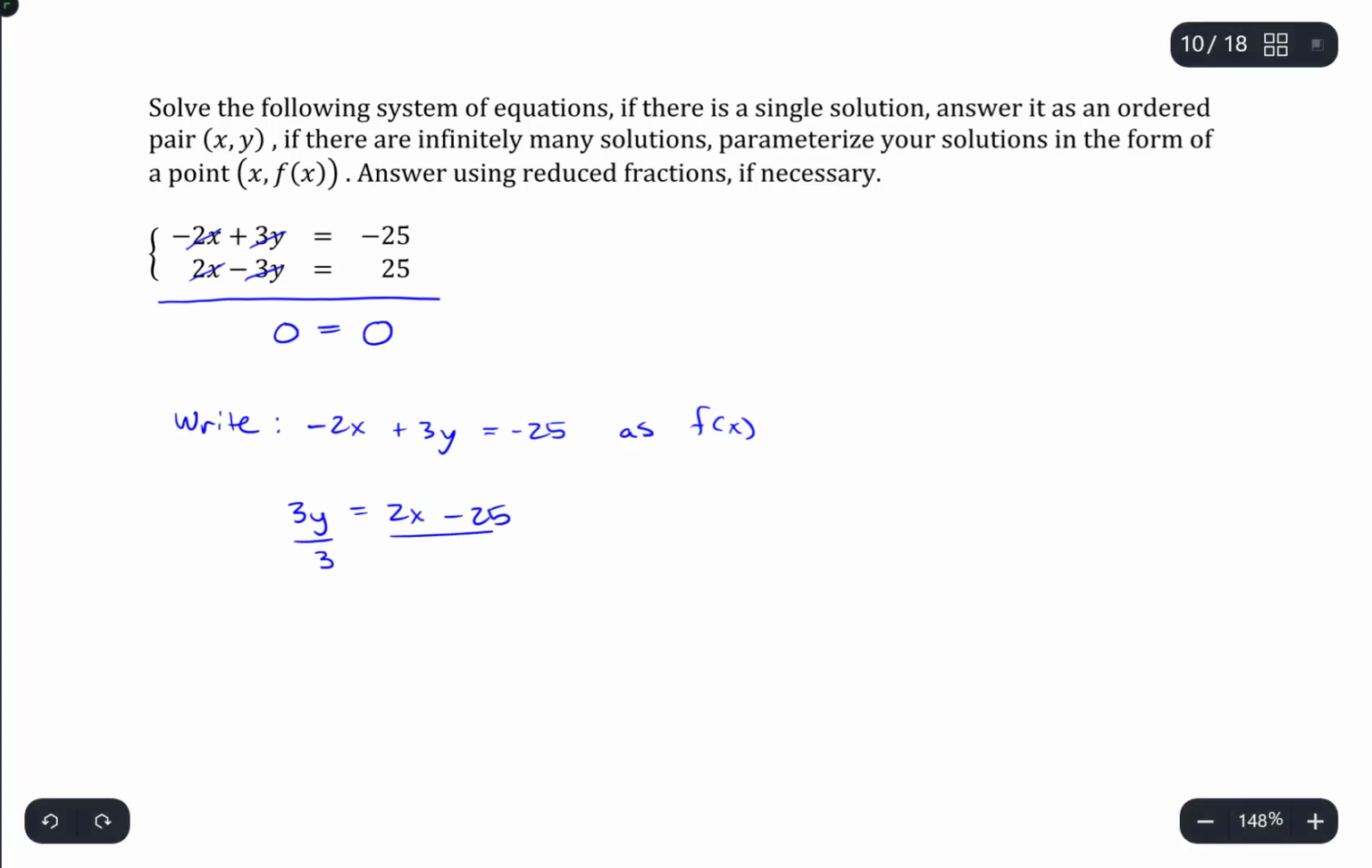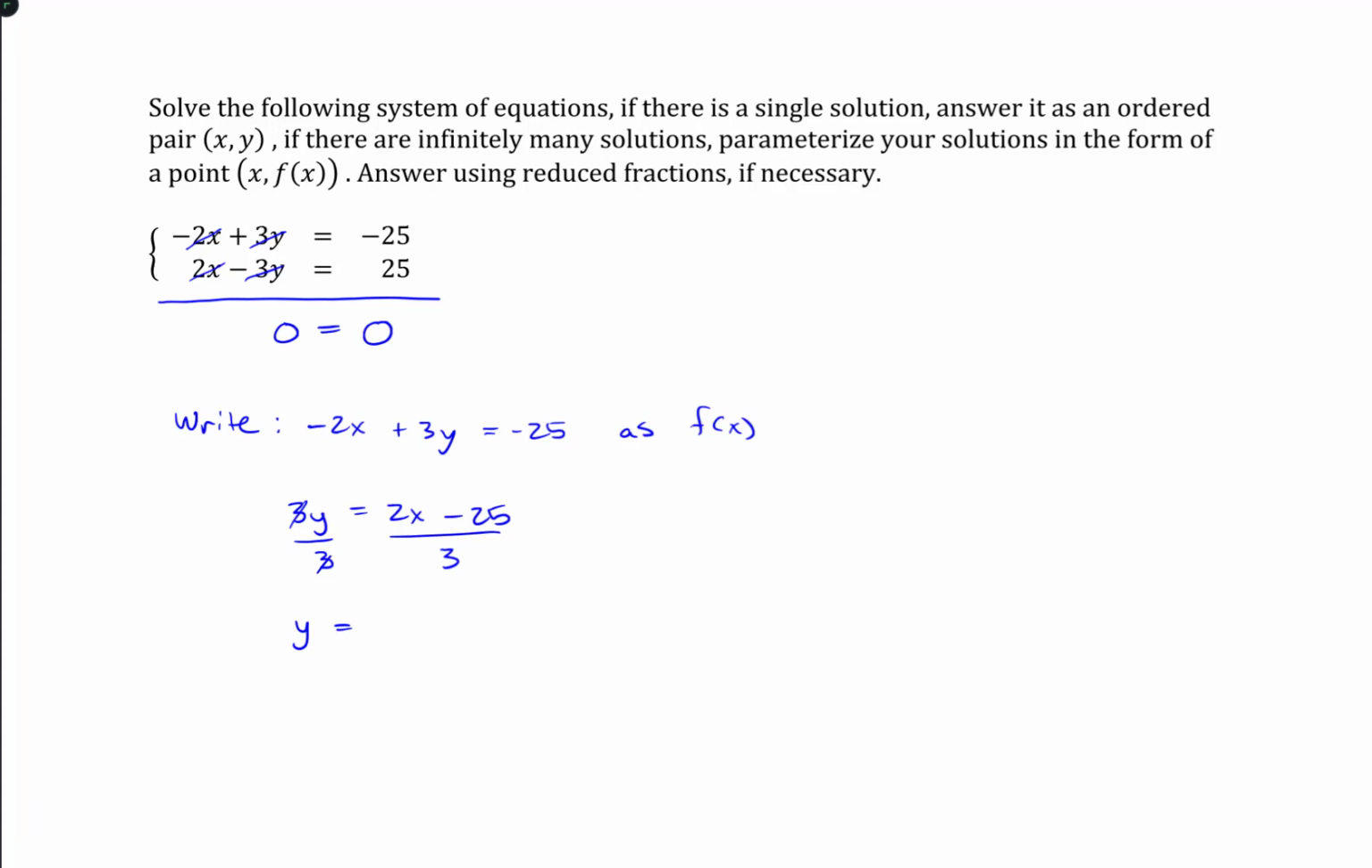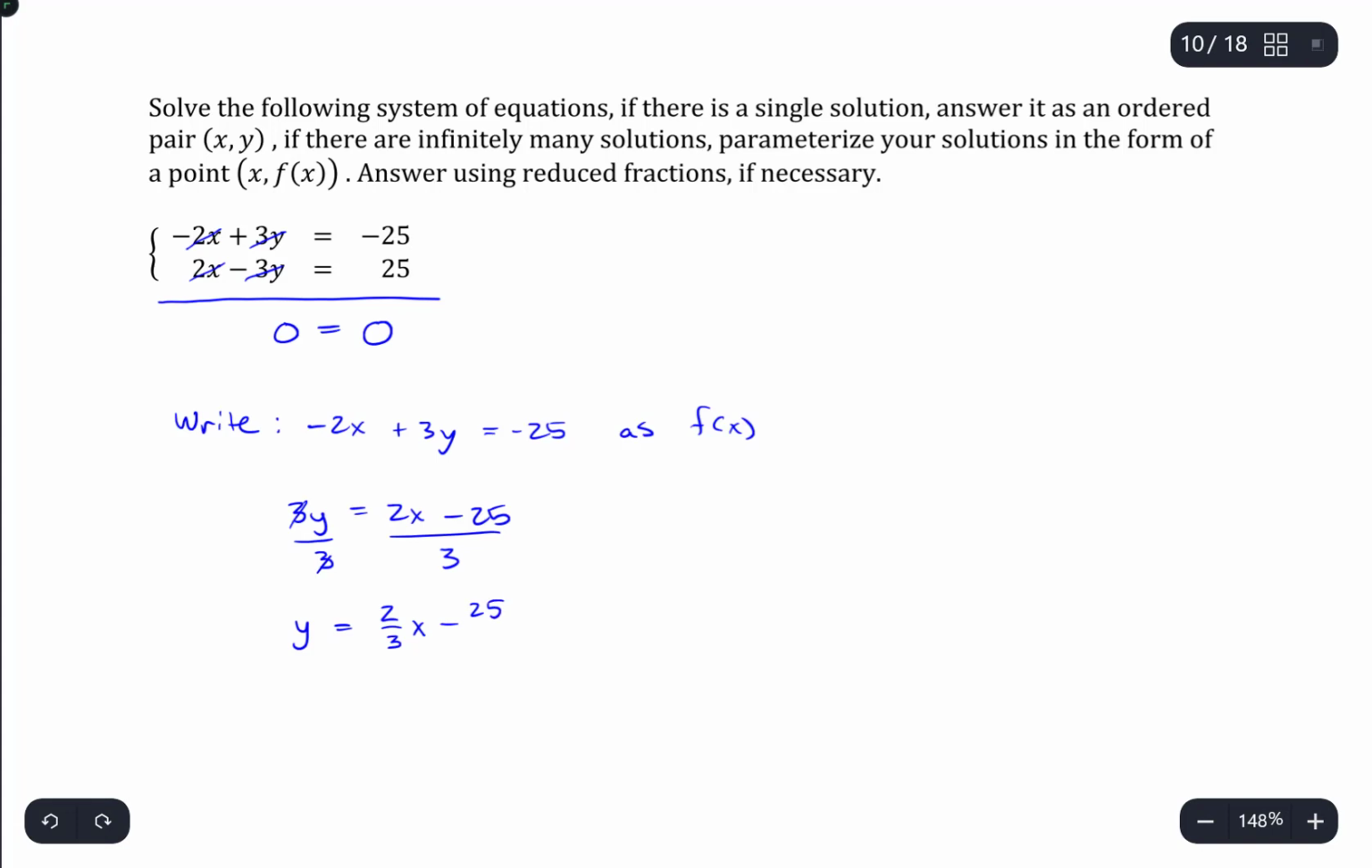Now to get y by itself, I divide both sides by 3. So y equals, you can leave it in this form right here, or you can go ahead and divide the 3 into both parts. It doesn't really matter. But make sure both terms in the numerator get divided by the 3. And then that is equal to a function f of x.